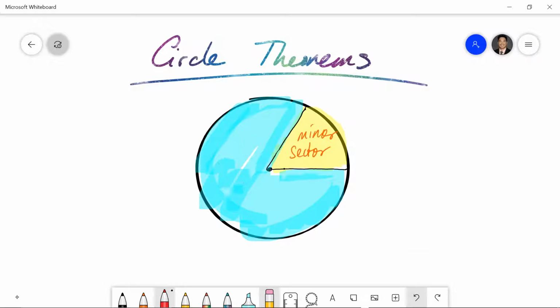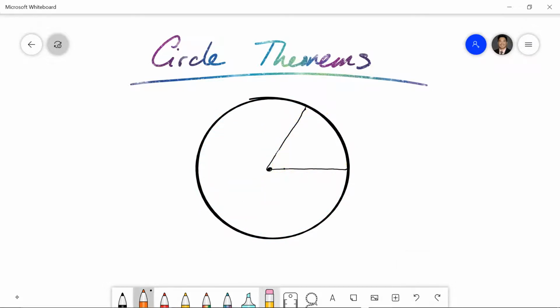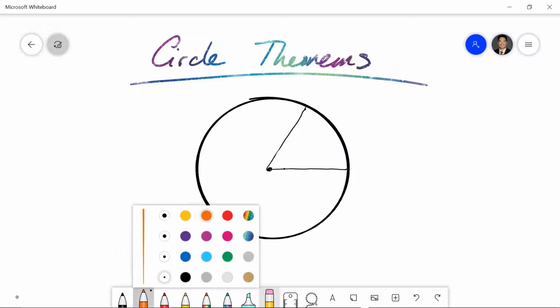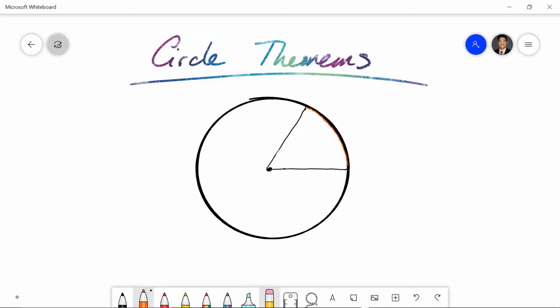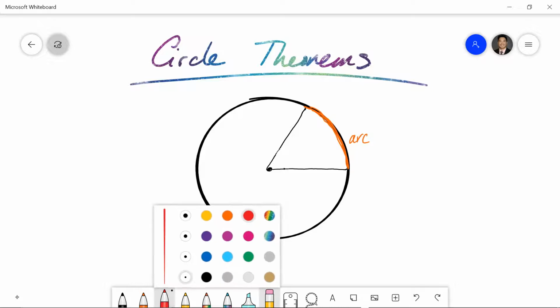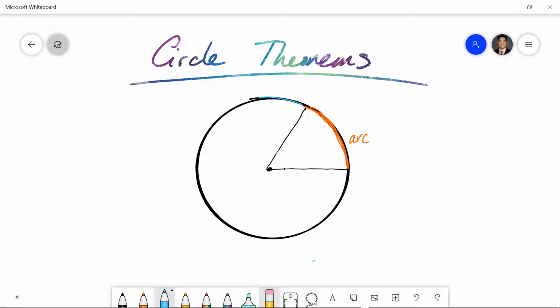Okay, so once we've looked at that, I'm just going to keep this section here. But what I want to pinpoint is that this line here is what we'll call an arc. And then we choose a different color. This remaining part here is also an arc. Okay, this one will be a major arc, and this one is a minor arc.